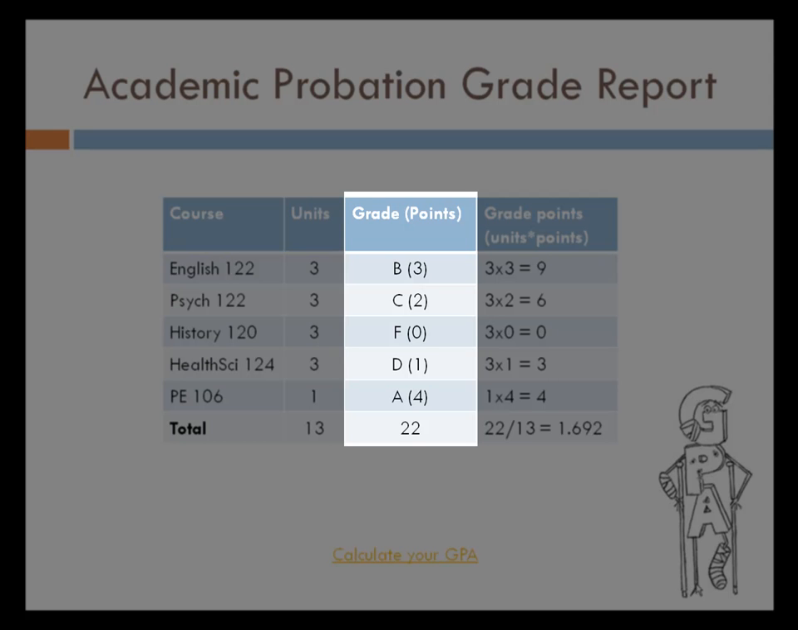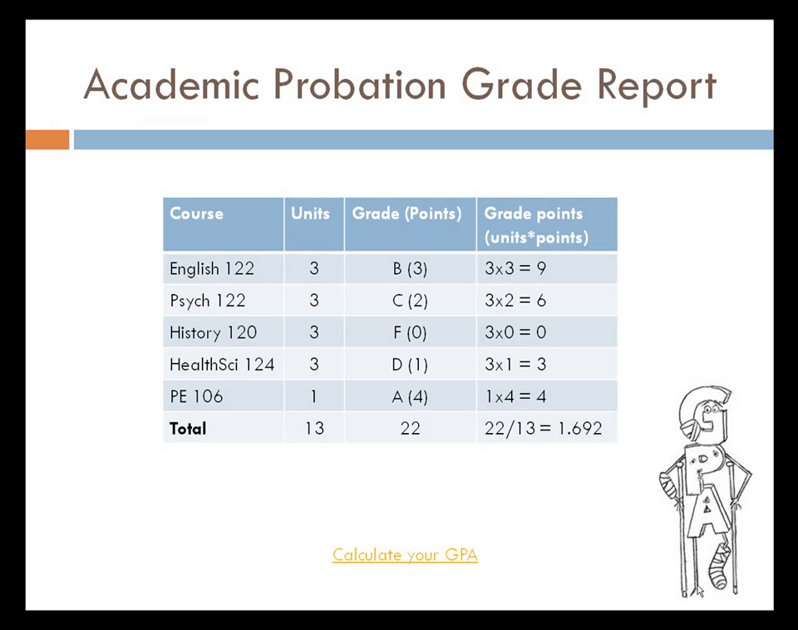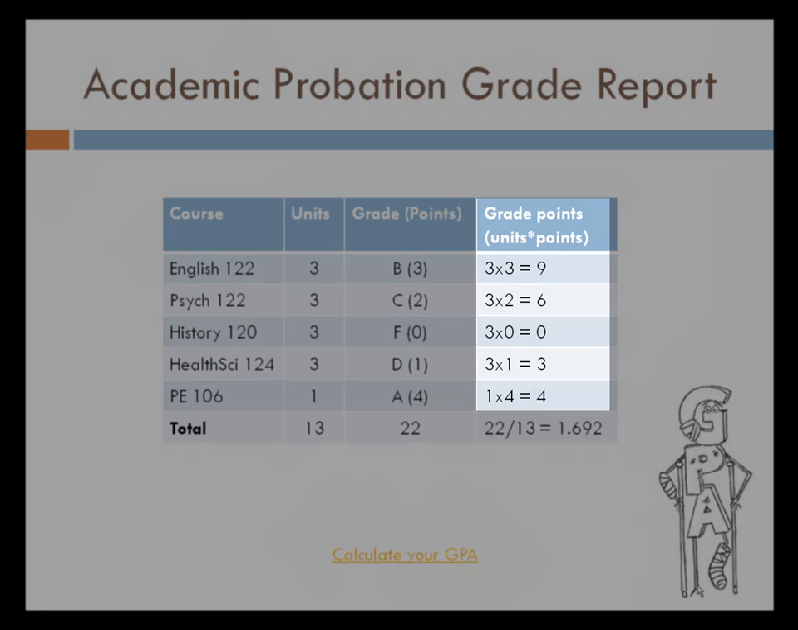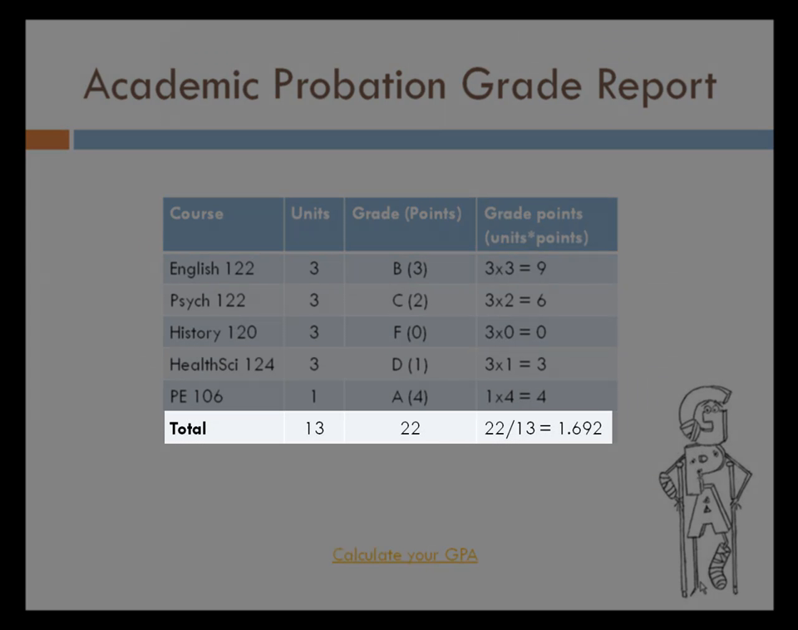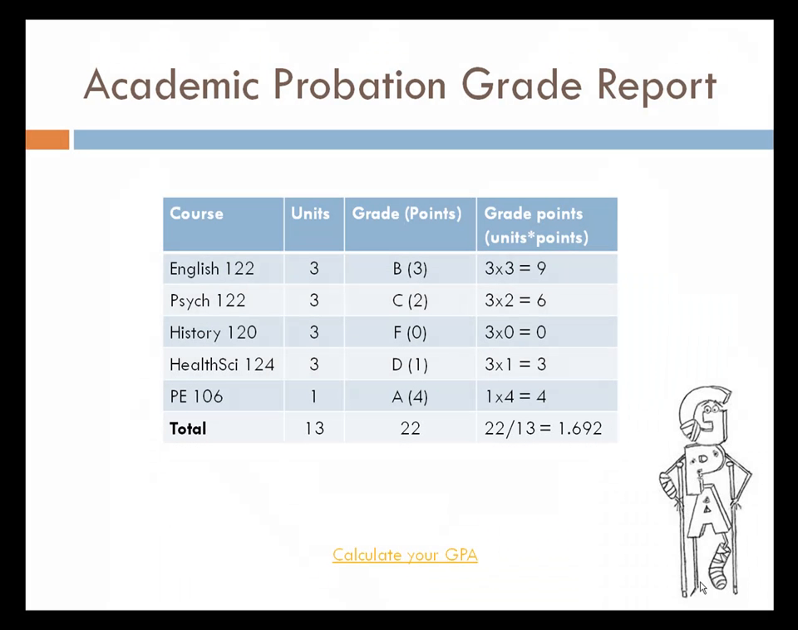To calculate GPA, start by determining the grade points assigned to each class completed. Grade points are the number of units the class is assigned multiplied by the number of points earned. A GPA is your total grade points for the whole semester divided by the number of units you completed for the whole semester. You can access a link to how to calculate your GPA on this webpage.